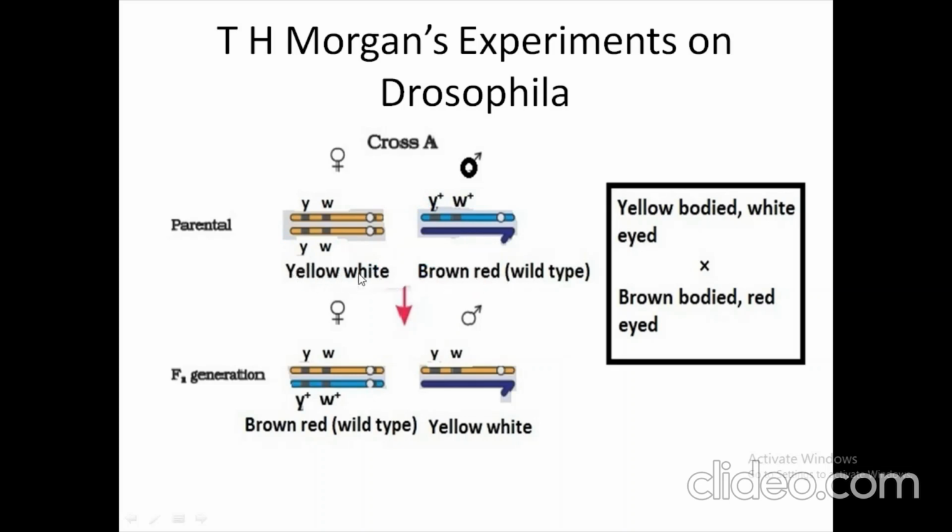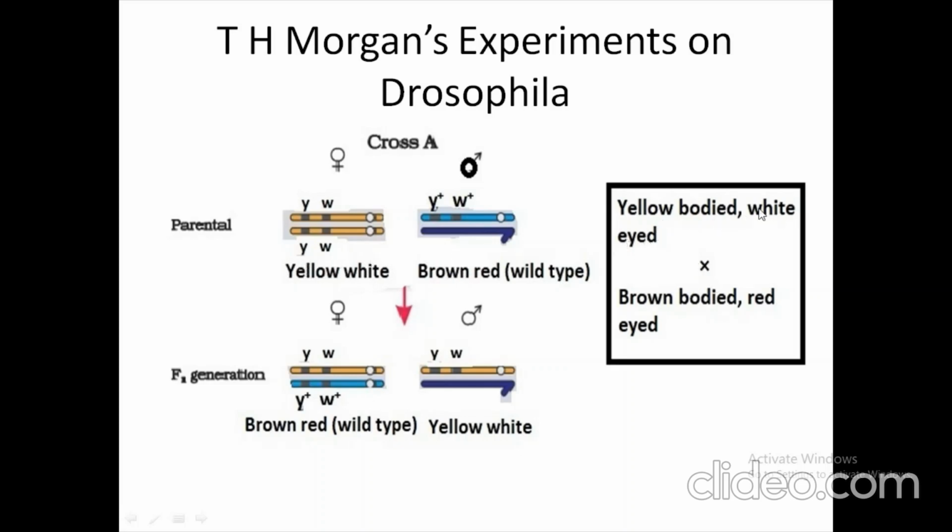So yellow-white means yellow body and white eye. There are two body colors here: one is yellow body, another is brown body. And two eye colors: white eye and red eye. In the first experiment, he crossed yellow-bodied, white-eyed flies.